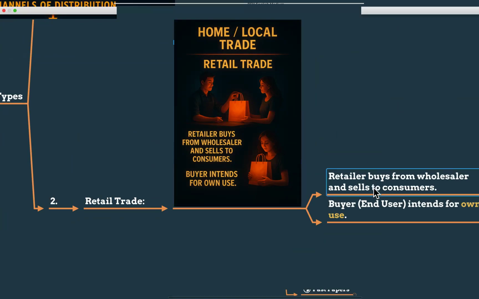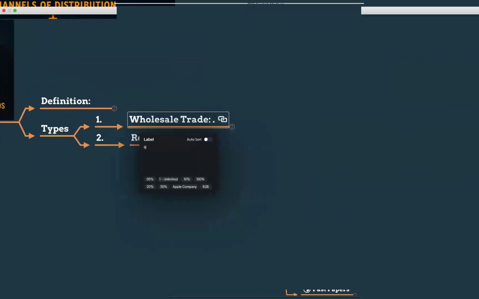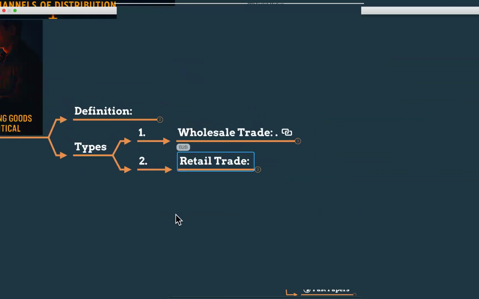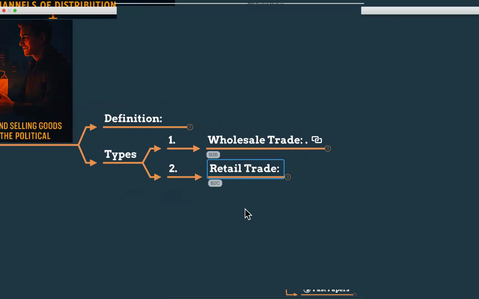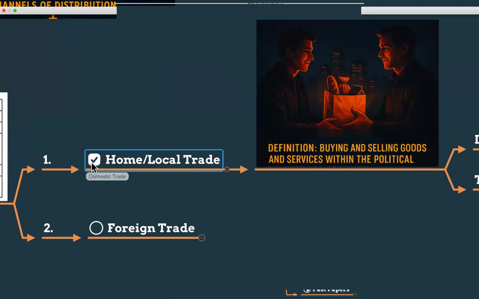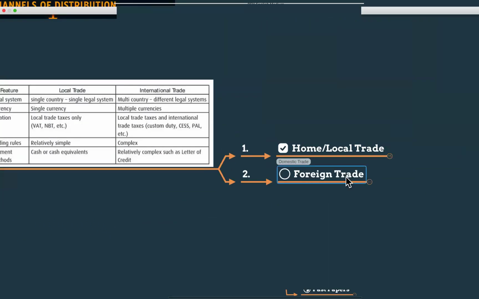We have seen the characteristics, everything. But we have to remember one thing, my dears. Wholesale business is B2B, and retail business is B2C, business to customer. You have to understand that point also. So that is all about domestic trade or local trade. That's one of the biggest categories.